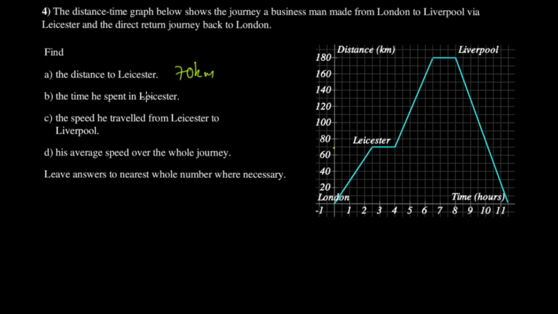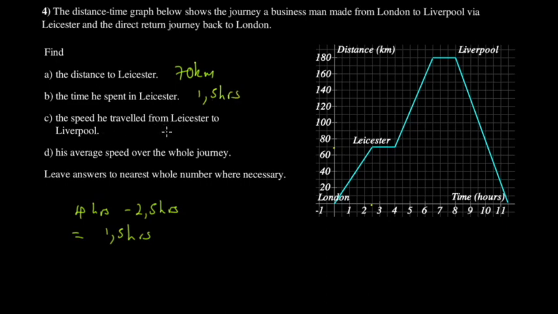Now the time spent in Leicester. For time, we use the horizontal axis here. So it's coming from 2.5 to 4. You'd say 4 hours minus 2.5 hours, so here you'd get 1.5 hours. The time spent is simply 1.5 hours.